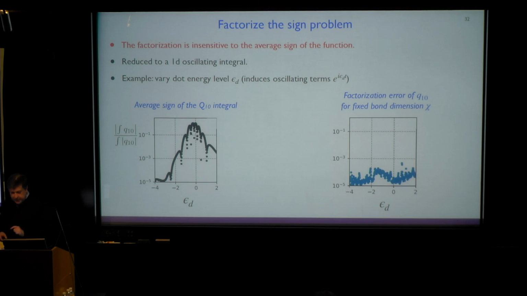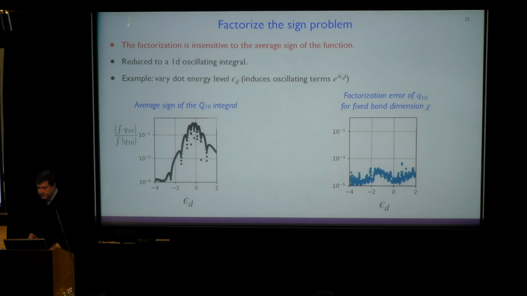If you change it, you will introduce oscillatory terms, and your integral will be very small. For example, the relative sign, the absolute value of the integral over the integral of the absolute value, so the average sign, is plotted here as a function of epsilon d. If your problem is particle-hole symmetric, it's basically OK. If you go away from it, you can get a sign of 10 to minus 5 or worse. That's hell for Monte Carlo. You have 10 to minus 5. Your computation time will increase by 10 to the 10.